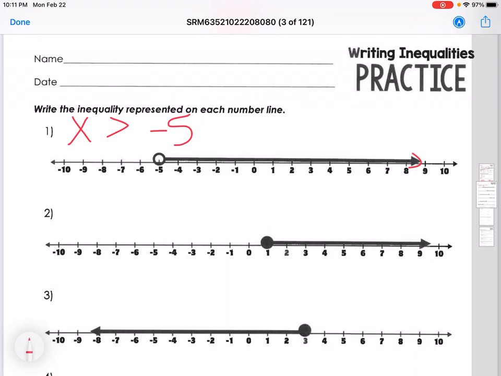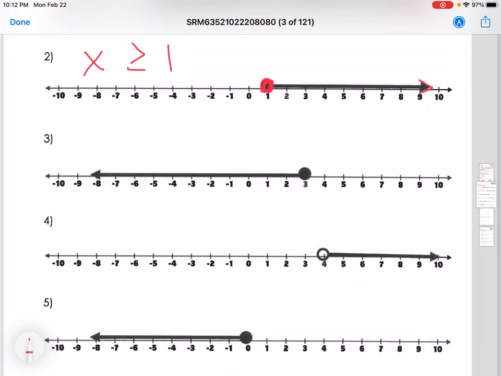Number 2. Again, it's pointing to the right, which tells me greater than. My circle is closed, which tells me or equal to. My circle is at +1. So I know x is greater than or equal to 1. Number 3, my arrow is pointing to the left, so that would be less than. And my circle is closed, which means less than or equal to. And my circle is at 3. So x must be less than or equal to 3.